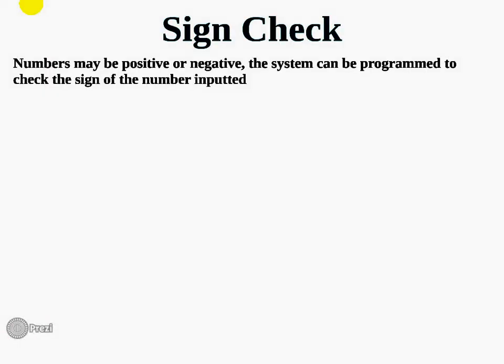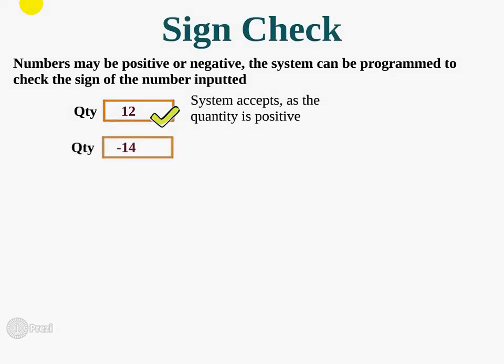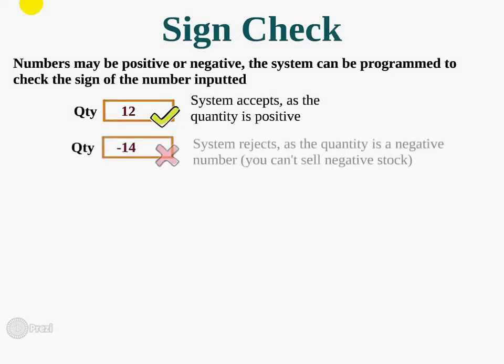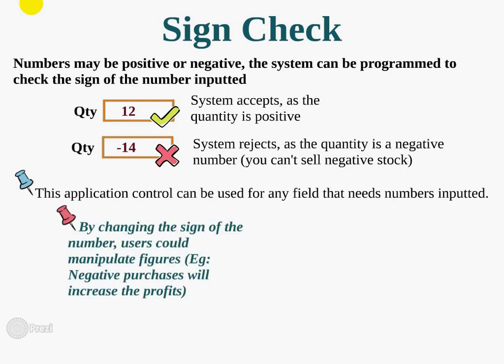Your sign check, numbers may be positive or negative. The system can be programmed to check the sign of the number inputted. Quantity is 12, the system accepts because the quantity is positive. Quantity negative 12, system rejects as the quantity is a negative number. You can't sell negative stock. This application control can be used for any field that needs numbers or amounts inputted.